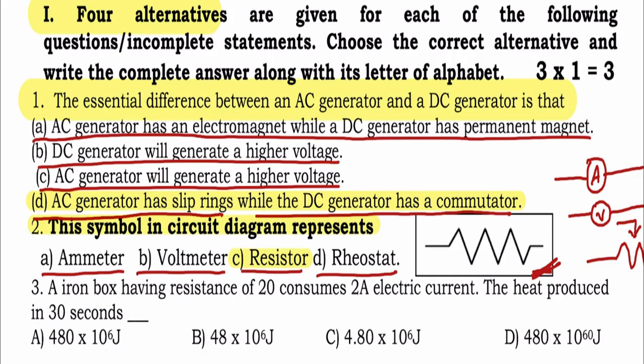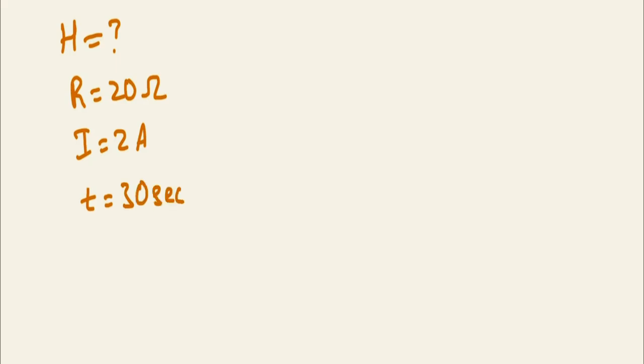Next, question number 3. A iron box having resistance of 20 ohm consumes 2 ampere electric current. The heat produced in 30 seconds is. So they have given resistance, current, and they are asking about heat. Let's solve this in next page. We need to find out heat, and they have given resistance R is 20 ohm and current I is 2 ampere and time t is 30 seconds. So the formula for this question is H is equals to I square RT.